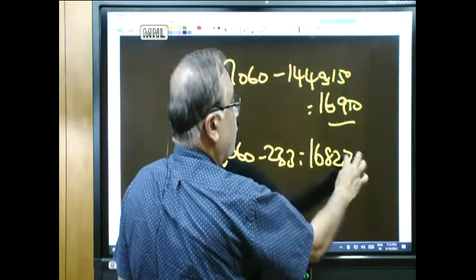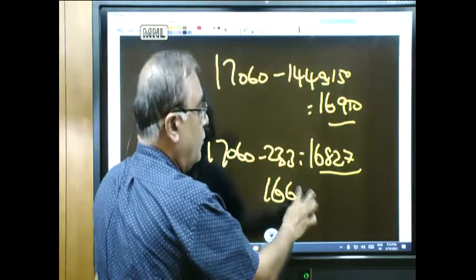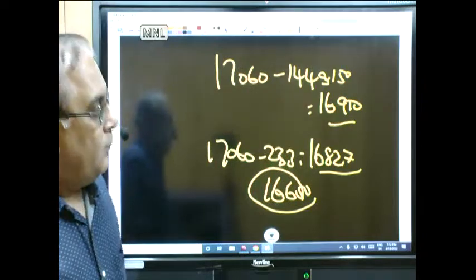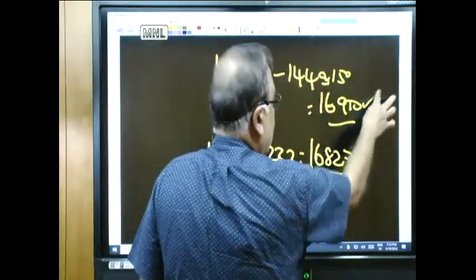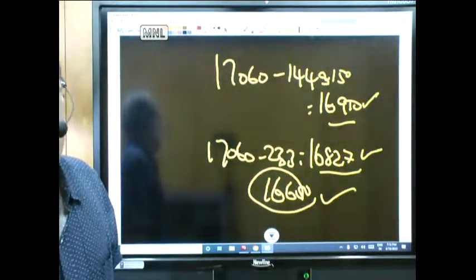16,825, 827. So these are the supports before it goes to 16,650 or so. So these are the areas of support. If it starts to collapse below 17,060, we can look towards support coming at this. So now your trading becomes easier.